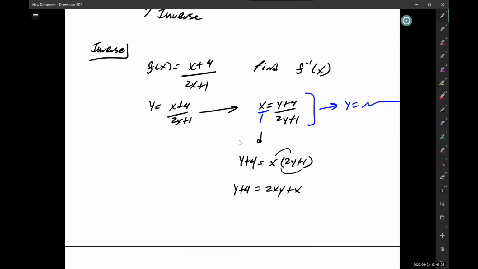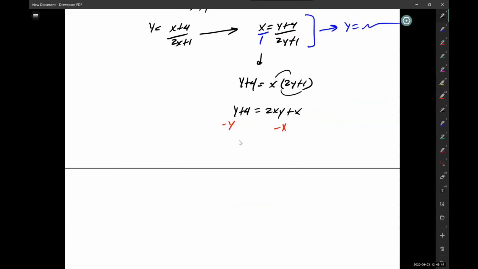And this last step is since we want to solve for y, what I'm going to do is subtract the x over and also subtract this y over. I want the y's on the same side and the single x to get moved over. So when we do that, we're left with 4 minus x is equal to 2xy minus y.